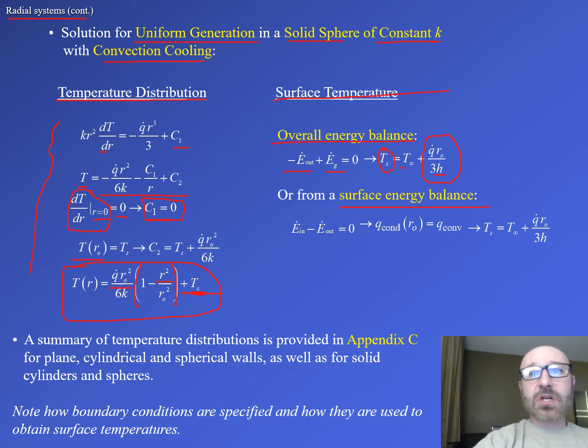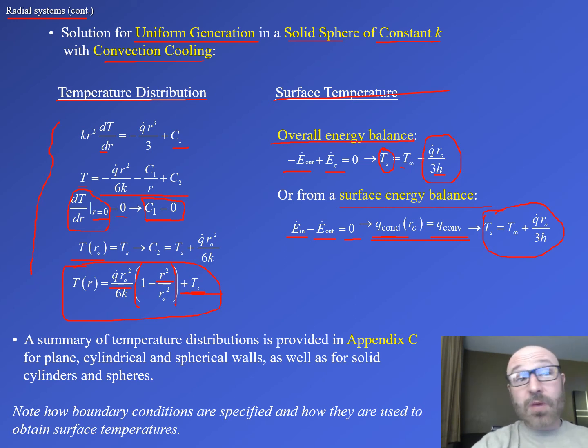Or from our surface energy balance, we can come up with that same relationship, where E dot in minus E dot out is equal to 0. We have our conduction and our convection term. Plug in, and we end up with the same relationship for our T_s.